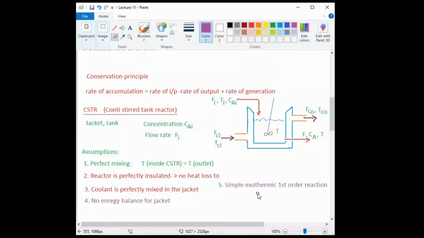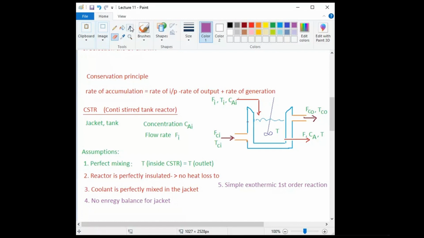To remove the heat of the exothermic reaction, we are providing coolant, and then we are considering that the coolant is also perfectly mixed. You should also tell me what an endothermic reaction is. Okay, so the coolant is perfectly mixed, then there is no energy balance for the jacket, then the reactor is perfectly insulated.